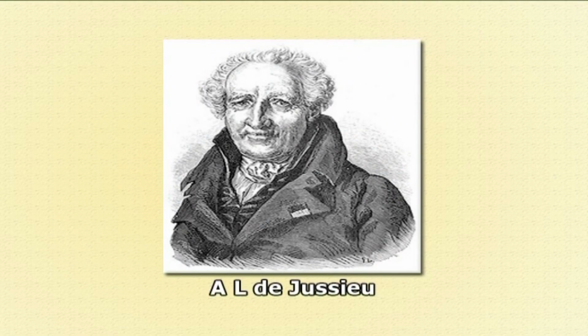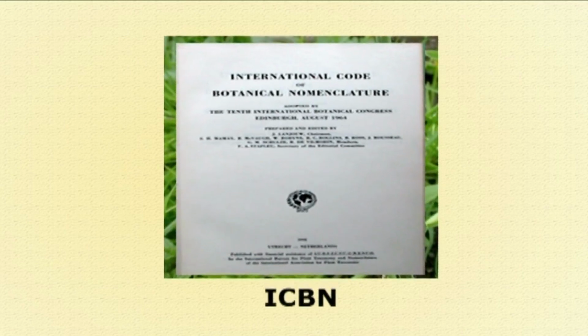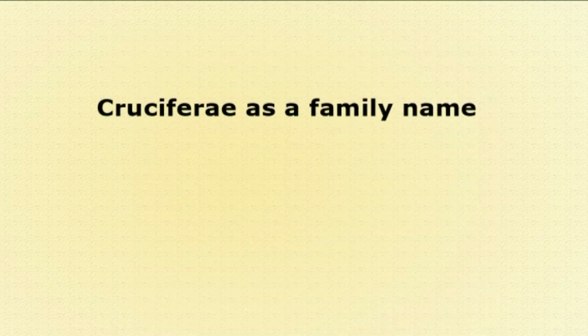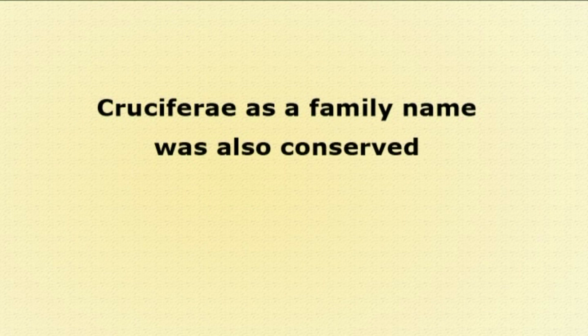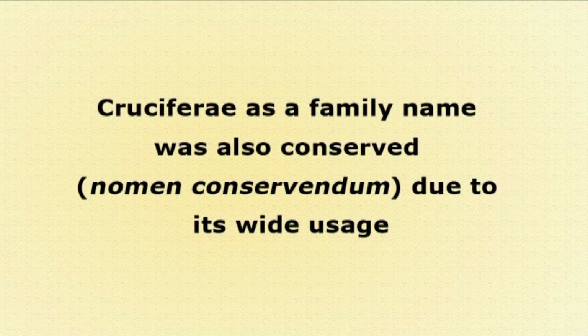Later on, this Cruciferae name was also retained, but at the same time, the Brassicaceae name was given to this family Cruciferae. Why? Because it was necessitated due to the rule of ICBN. ICBN stands for International Code of Botanical Nomenclature. The rule is called typification. But at the same time, the name Cruciferae was also retained. In taxonomy, we call this retention of the name nomen conservandum. Why was this retained? Because the name Cruciferae was in wide usage.